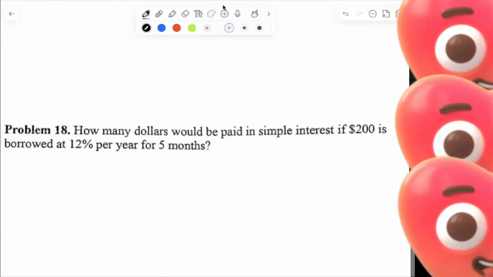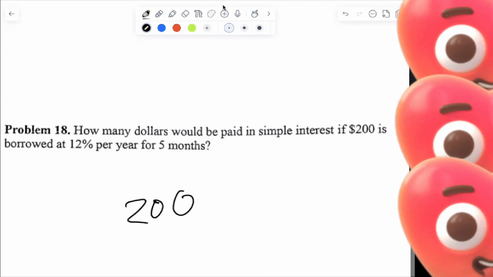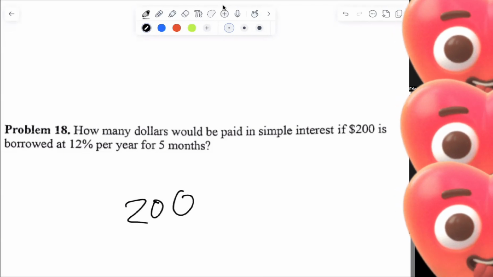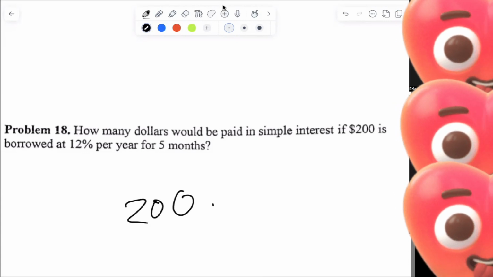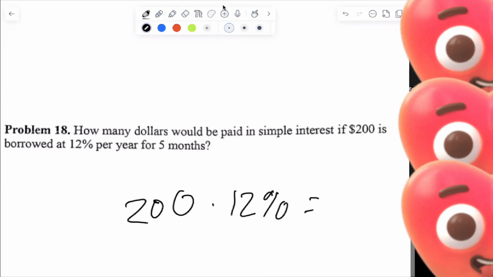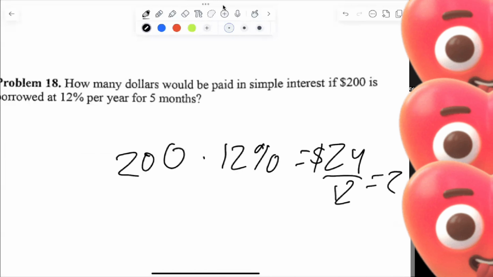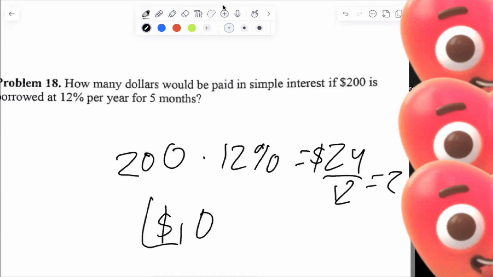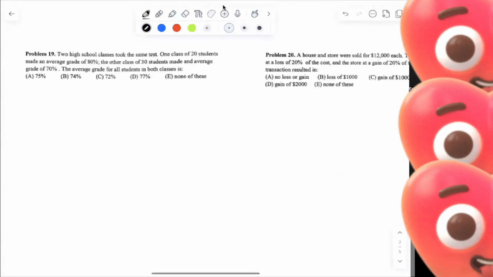Okay, so basically, there's $200 and we pretend it's an entire year. Then the interest paid is going to be 200 times 12%, which is just $24. Now we want to divide by 12 for each month, which is just 2. So $2 each month you will add on, and 2 times 5 is indeed $10. That was the solution.